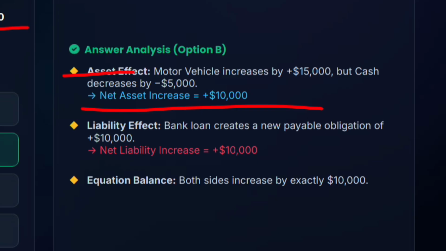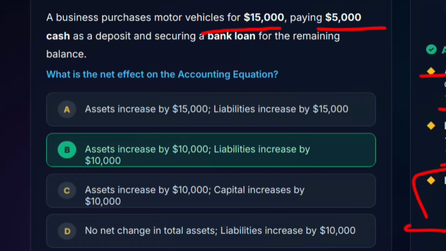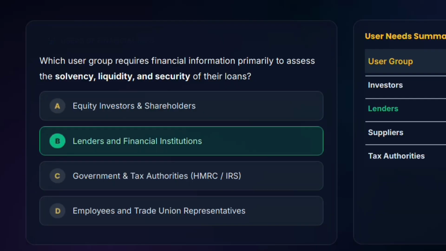Liability impact: the bank loan creates a new payable obligation or debt of $10,000. So net liability increase will be $10,000. So here the equation is balanced. Both sides increase by exactly $10,000. So the correct option will be B. Assets increase by $10,000. Liabilities increase by $10,000. Dual entry always preserves perfect balance.